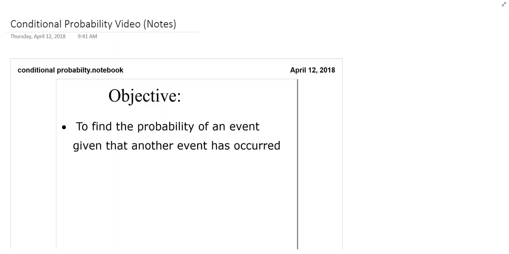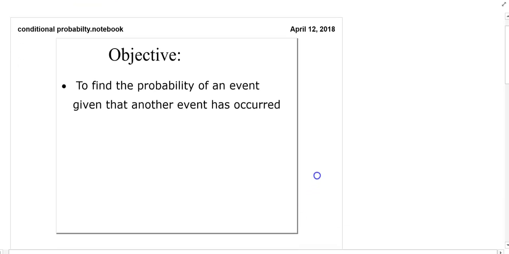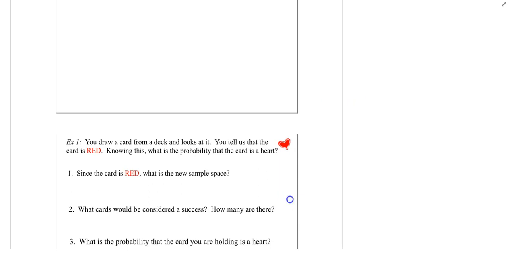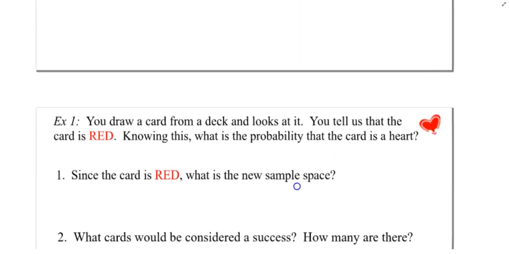Okay, gang, today we're going to talk about conditional probabilities. So I'm just going to jump right in and you can follow along and take notes as we go through. The objective today is to figure out how to find the probability of an event given that another event has already occurred. So here's an example.